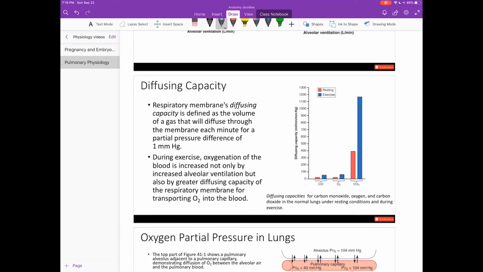Okay, the graph on the right talks about the diffusing capacity. And the bottom line that you should appreciate here is that carbon dioxide diffuses much faster than oxygen, whether at resting or exercise. So here is the difference between resting between carbon dioxide and oxygen, and here's the difference between exercise between carbon dioxide and oxygen. And notice that carbon dioxide just simply diffuses more readily.